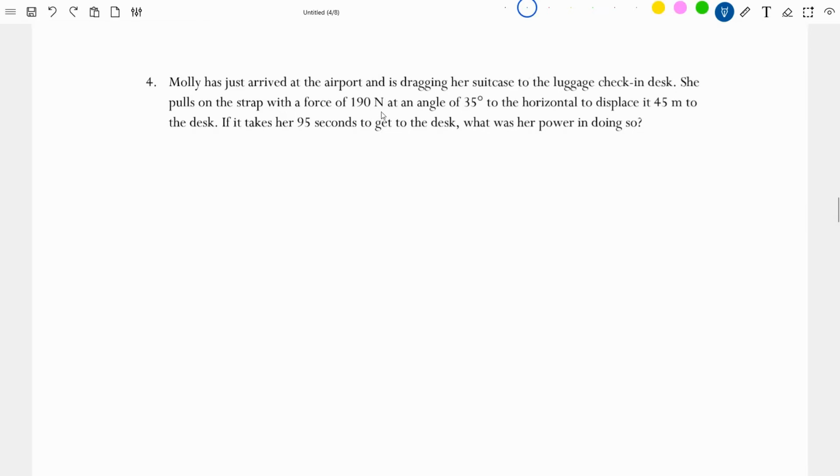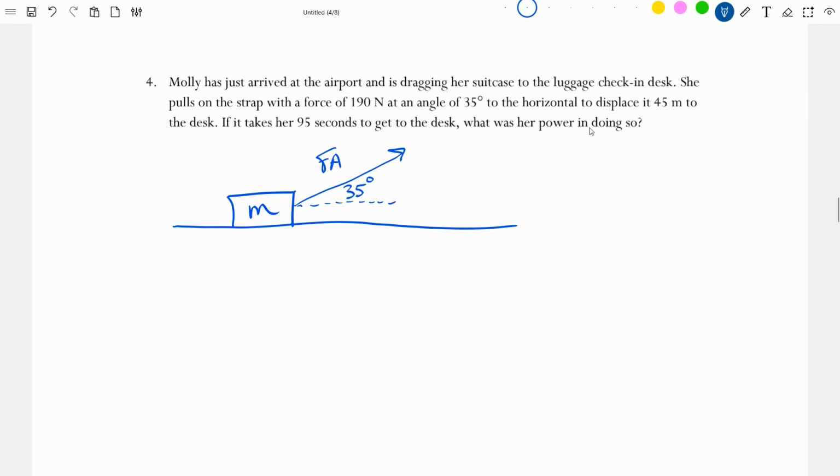She pulls on the strap with that much force, an angle of that much, displacing that far, time given. Okay, so just a variation on the kind of thing we've been doing. So this time there is certainly a level surface, the ground at the airport, the floor. There's some kind of a luggage, generic box. And what's happening to it here is that it has a force being applied. So let's just sketch it in like this. This is the applied force at an angle of 35 degrees to the horizontal. Okay, so 35 degrees, maybe something like that.